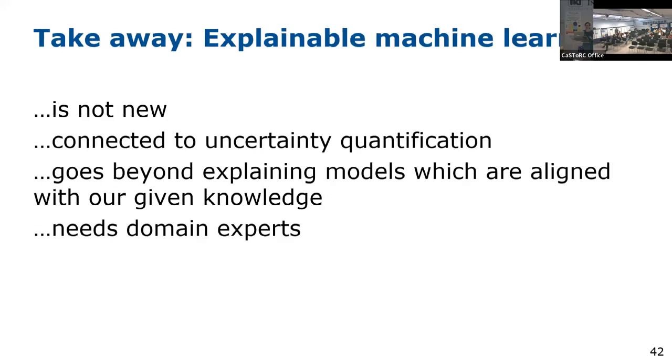And just a few take-home messages, my last slide. First of all, explainable machine learning, also generative models. This is nothing new. I mean, feature importance, we already did this with decision trees. It offers new possibilities with neural networks, but it's not new. It can be connected to uncertainty quantification. This is one research direction I'm pursuing at the moment. And it goes beyond explaining models which are aligned with our given knowledge. So you can also discover new knowledge, which I think is a really interesting direction. But we need domain experts, and otherwise we only have interpretation and no explanation.